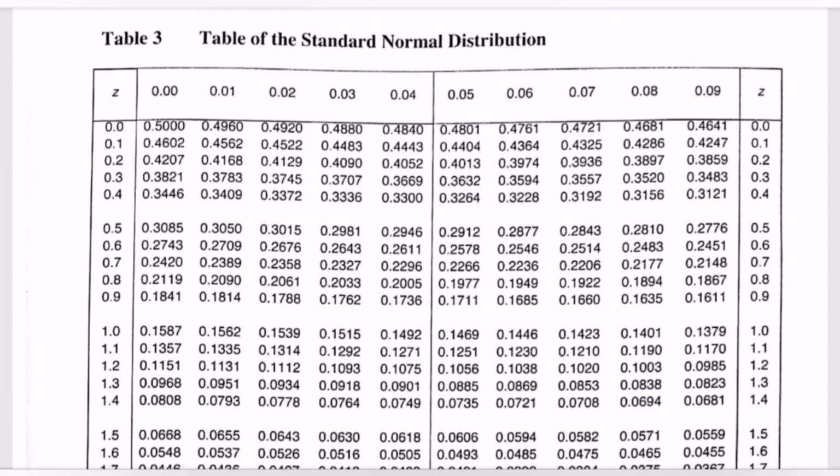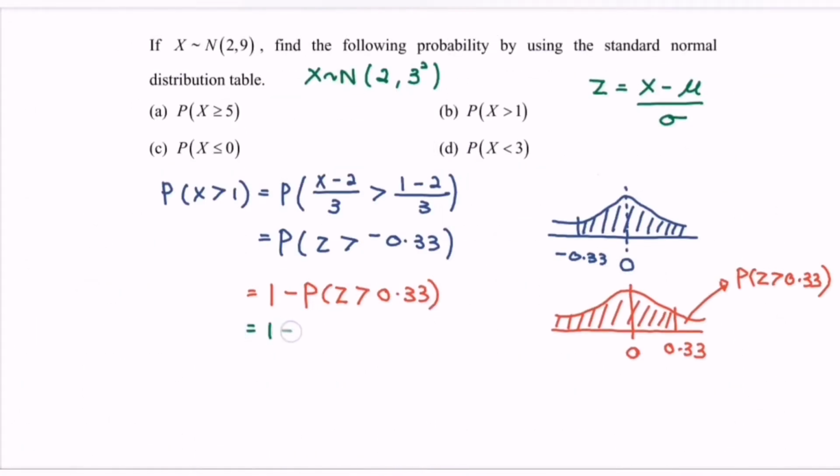Here we have the table of the standard normal distribution. Given that z is greater than 0.33, here we have 0.33: this will be the 0.03, so this will be the 0.33. The probability under the curve will be 0.3707. So, 1 minus 0.3707. Simplify the situation and we will have the probability that x is greater than 1 equals 0.6293.